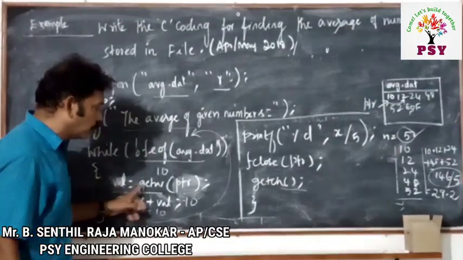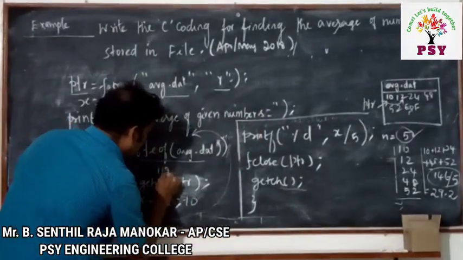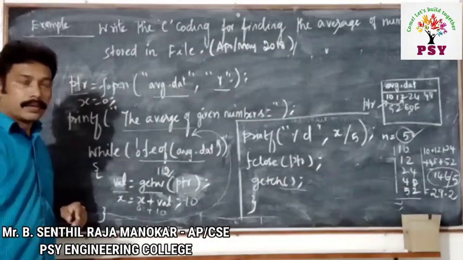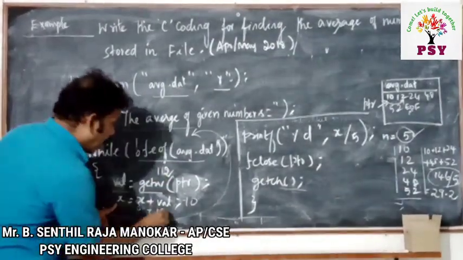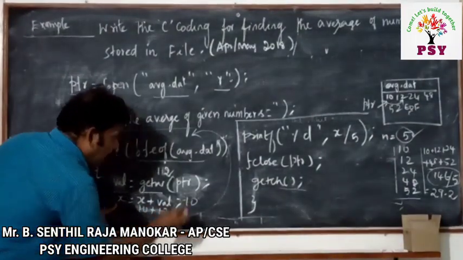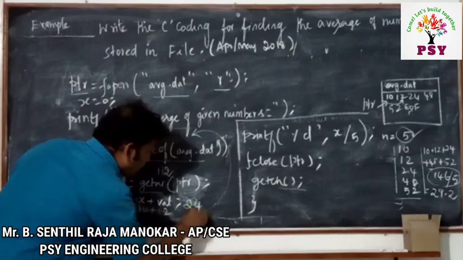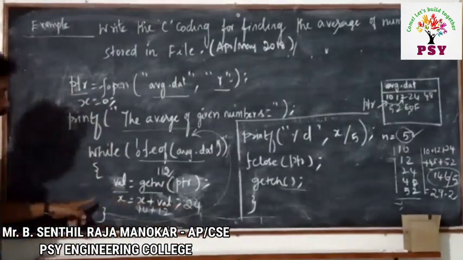So what will happen? Again val is equal to getw, next value. What's the value? Now the value will be 12. So this 12 is going to be stored here. Then automatically earlier x will be 10, and now the value will be 12. Then what is the answer? 24. 24 will be there in the x.